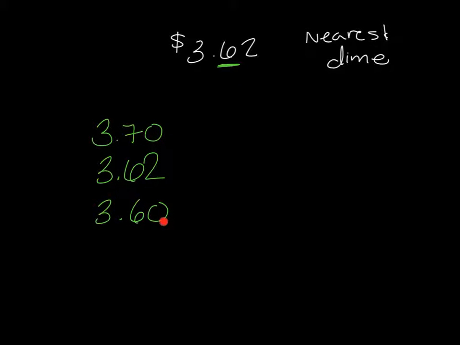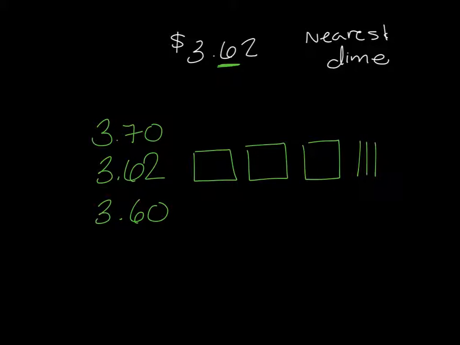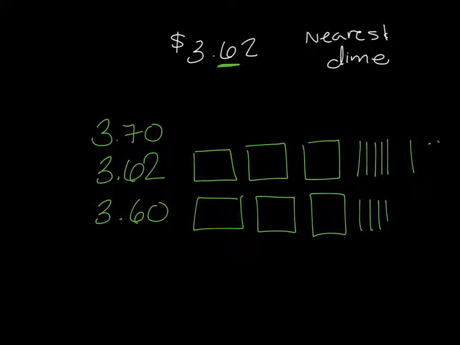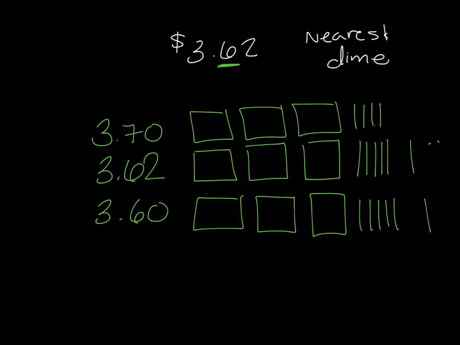So we're either going to round up to 3.70 or stay at 3.60, but notice we have a 0 at the end there. Now to do this, one thing we can do is write it out. Remember, 3 stands for 100. If you think about it as cents, it is 300 cents. And then we have 1, 2, 3, 4, 5, 6, and then we have 2 dots. Now 360 would be 300, 1, 2, 3, 4, 5, 6. And 370 would be 300, 1, 2, 3, 4, 5, 6, 7.